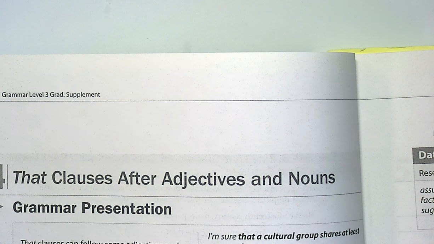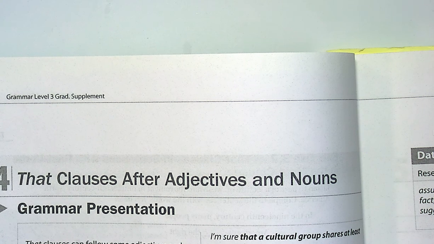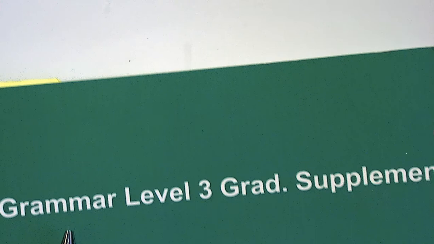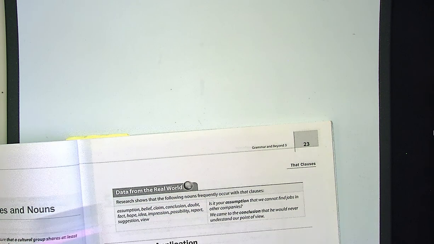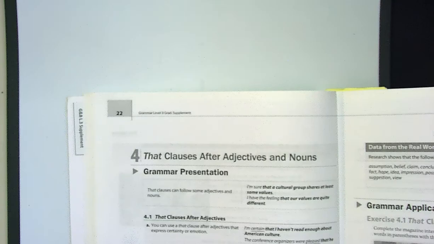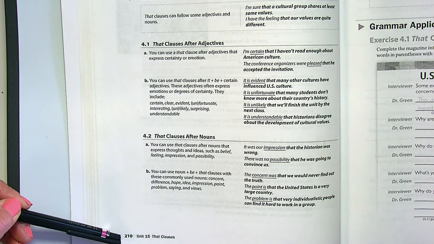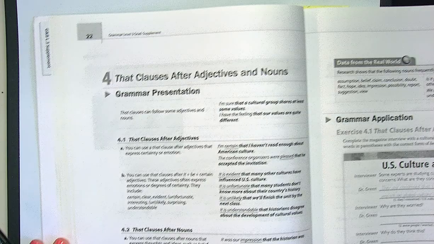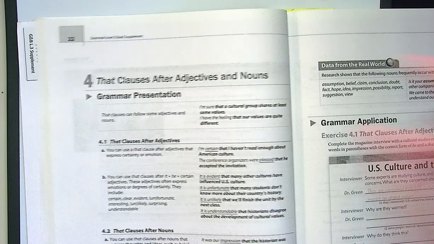In this lesson, we will talk about that clauses after adjectives and nouns. This is in our Grammar Level 3 Grad Supplement book, which is taken from the Grammar and Beyond Level 3 book. We are looking at page 22 in our supplement book, or page 210 in the regular Grammar and Beyond Level 3 book. That clauses after adjectives and nouns.